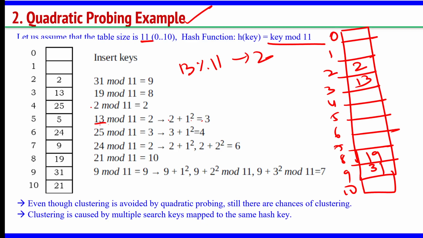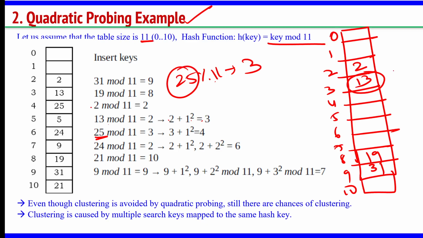Next, take another value. Next entry is 25. What is 25 modulo 11? 25 modulo 11 is 3, because 11 times 2 is 22, remainder 3. If I go and see, 3 is already filled, and for 25 this is the first collision. So, 3 plus 1 square modulo 11, that is 4 modulo 11. So, happily I can put 25 here.